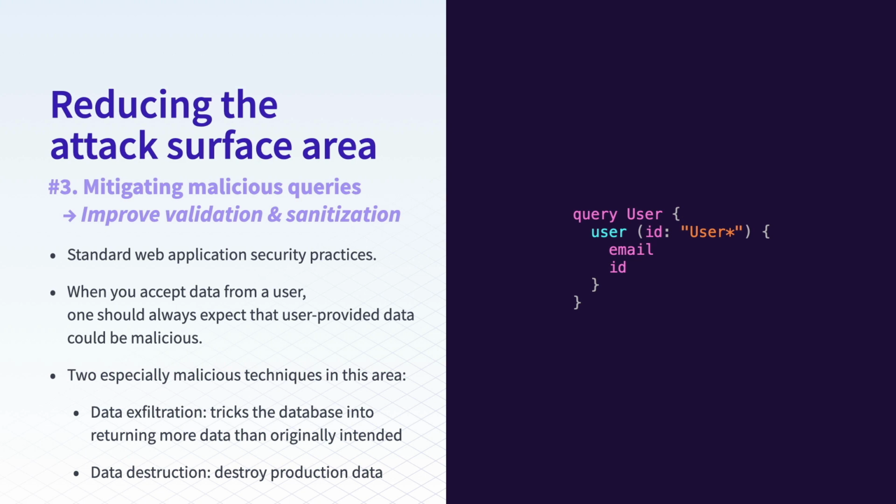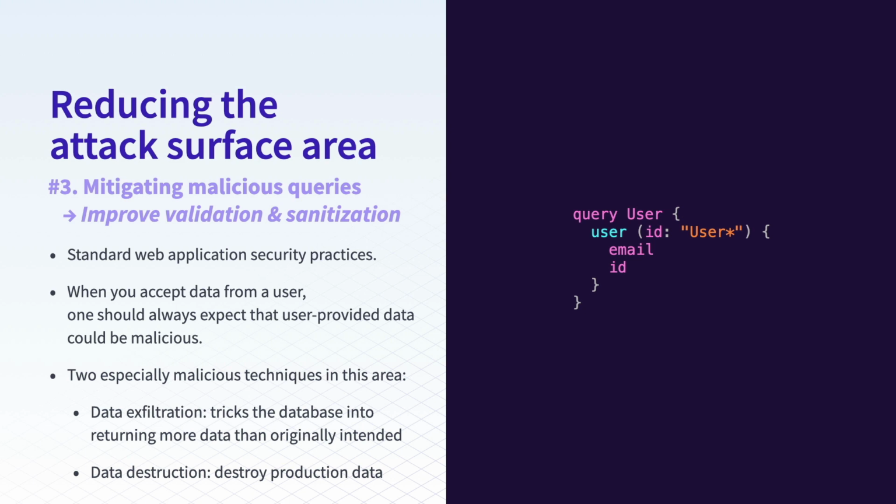Validation and sanitization. These are standard web application security practices. When you accept data from a user, one should always expect that the user-provided data could be malicious. There are 2 especially malicious techniques in this area, and they're called data exfiltration and data destruction.